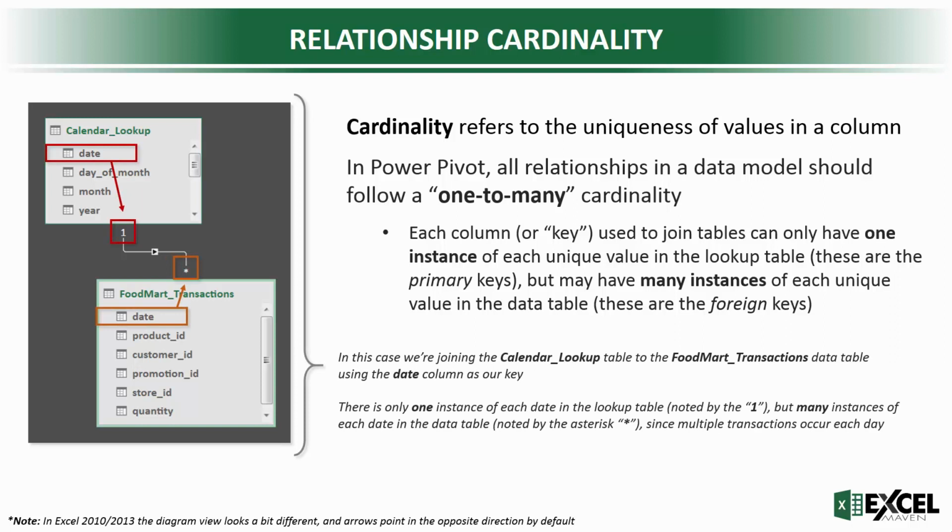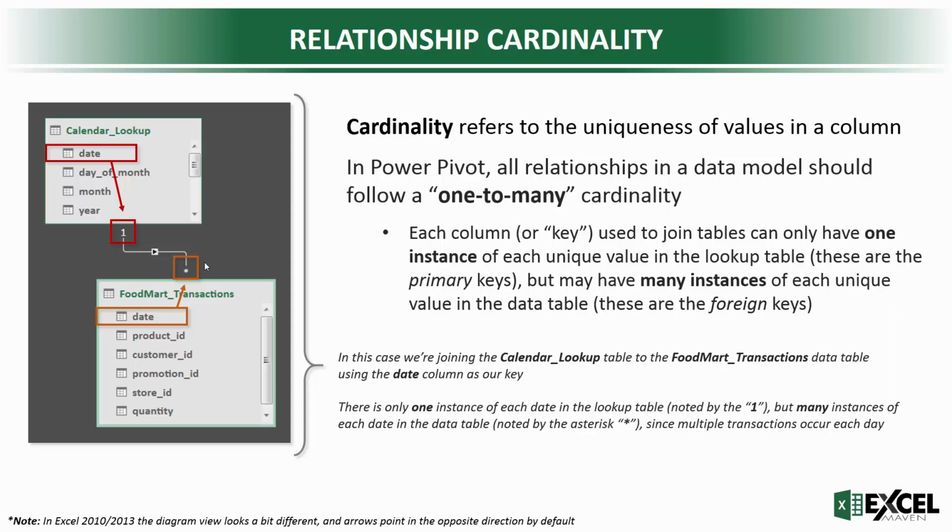So in this case that we're looking at here, we're joining calendar to the Food Mart transactions data table, and we're using the date column as our key. And if we look at the calendar lookup at the top, that's our lookup, that's our primary key. And since there's only one instance of each date in that lookup table, it's marked by a 1 shown here right under the table. And since there are many instances of each date in the data table, because it's a foreign key, you'll see an asterisk on this end of the connection.